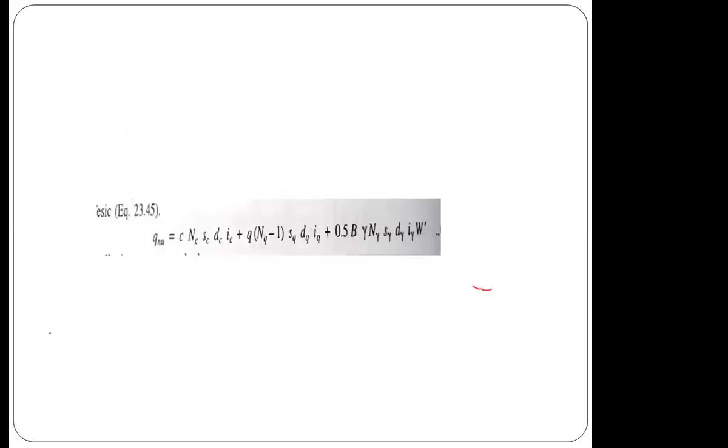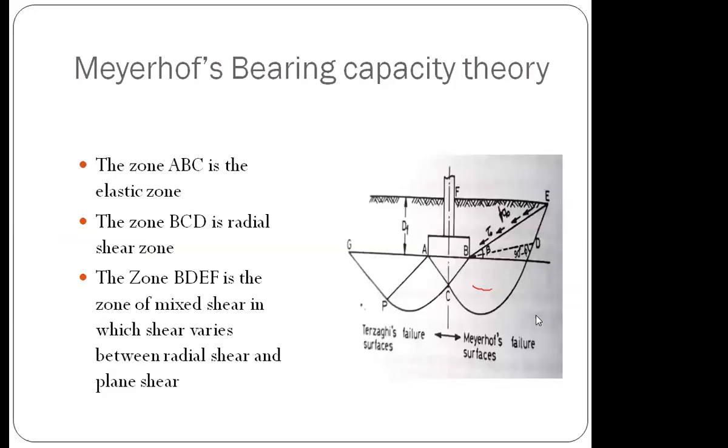Okay, in the first case, W dash will be 1. I'll show you in the image. W dash will be 1 when the water table exists at B depth. So this is the base of the footing. If the water table is present from a depth of B, if the water table is here, in this case, the W dash term will be equal to 1.